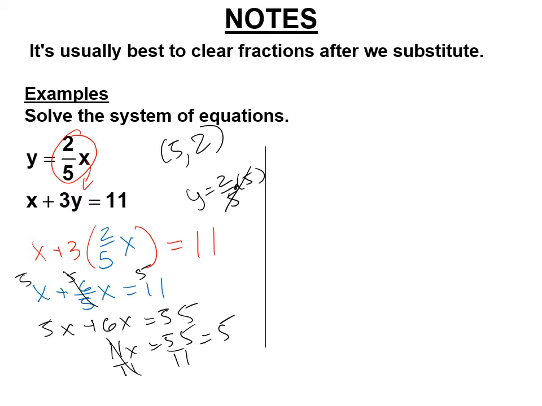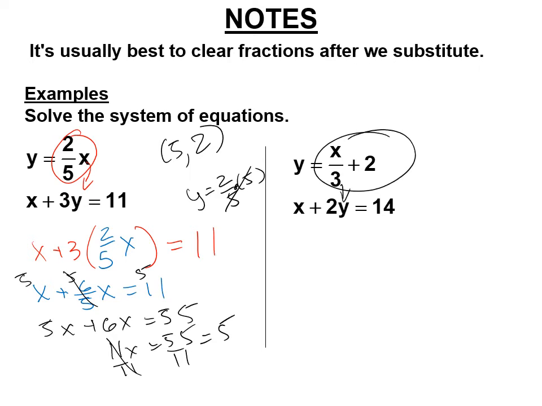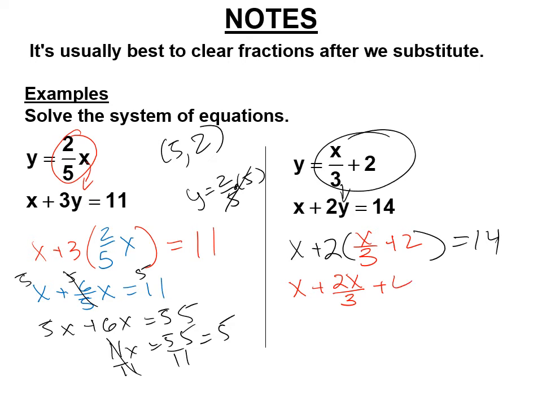Let's try that again. So we have a fraction there. I'm going to put that where y is. So it's x plus 2. I'm going to put that in parentheses, equals 14. So we have x divided by 3 plus 2. Distributive property. So this is x plus, you can say 2x over 3 or 2/3 x, either one. 2 times 2 is 4. Those don't cancel. You're doing distributive property.